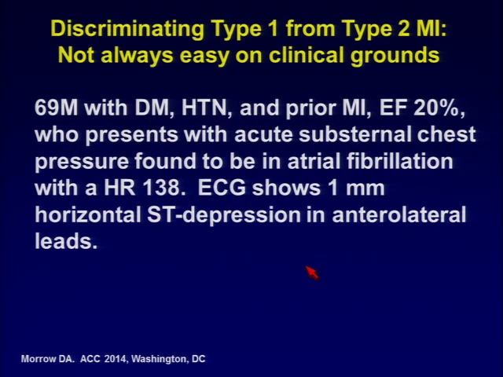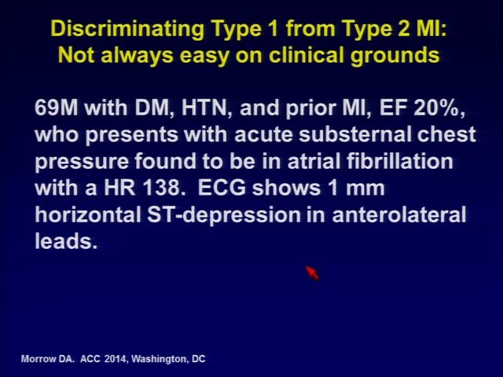And this task, though, is not always easy. So consider this case. This is a 69-year-old with diabetes, hypertension, a prior myocardial infarction, a reduced ejection fraction, who presents with acute substernal chest pressure, is found in your emergency department to have atrial fibrillation with marked tachycardia, and has ischemic ST changes. This may very well be a demand-related myocardial injury with a rise and fall in the presence of ischemic symptoms and ischemic ECG changes because the patient had atrial fibrillation, or it very well could have been acute plaque rupture, thrombosis, and AFib in that setting.